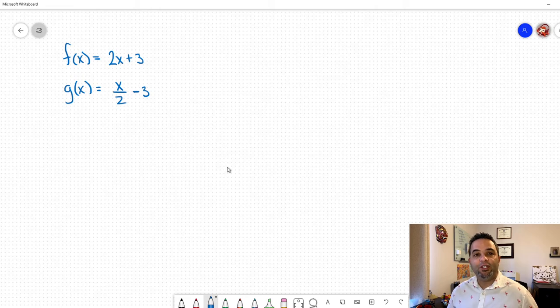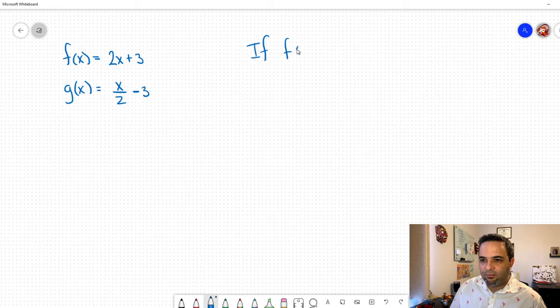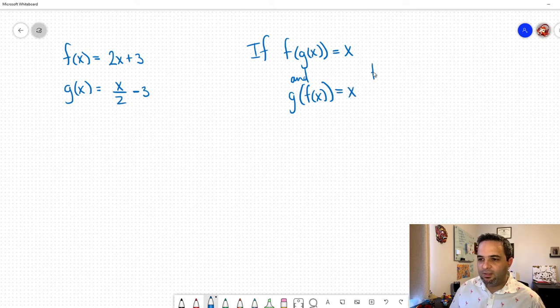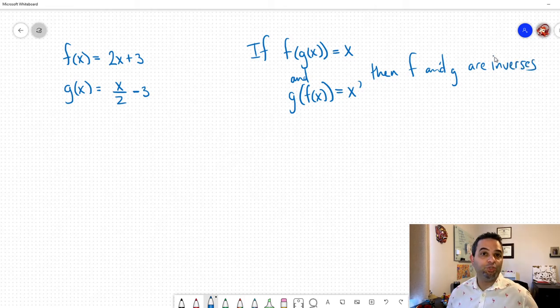The definition of whether or not two functions are inverses of one another algebraically is to say: if f of g of x is equal to x, and g of f of x is also equal to x, then f and g are inverses. That's what we have to show.